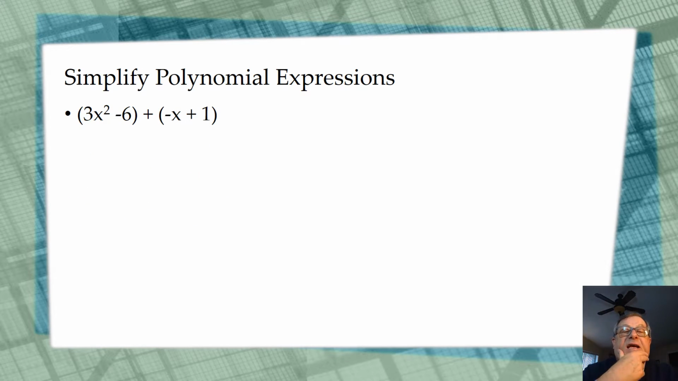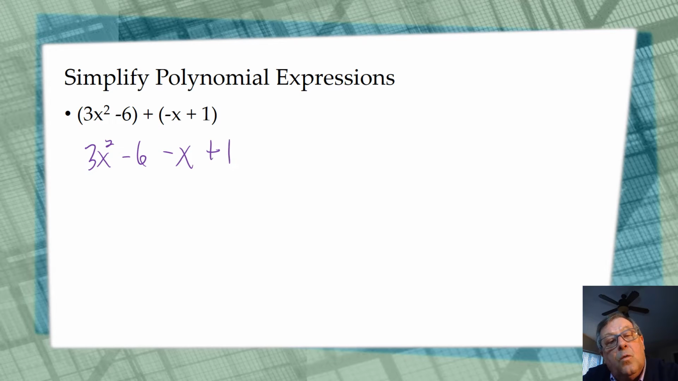All right, here we have a second polynomial expression, 3x squared minus 6. And then we're going to add to that negative x plus 1. And in this case, I'm going to do this horizontally. And I'm going to rewrite it as 3x squared minus 6 minus x plus 1. And now we're just going to combine like terms.